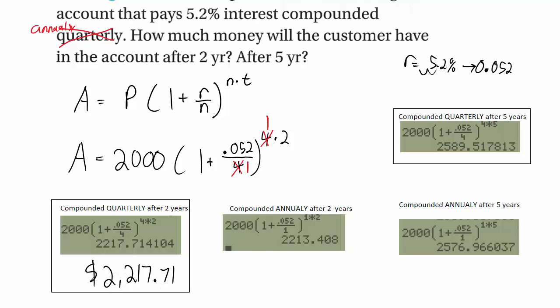So $2,217.71 is the answer for the first question, and then $2,589, and let's round up to 52 cents here. That's the answer to the part asking after 5 years, and that's compounded.